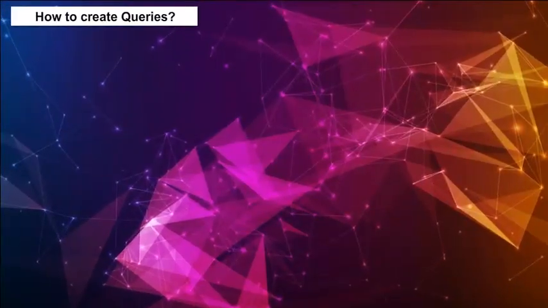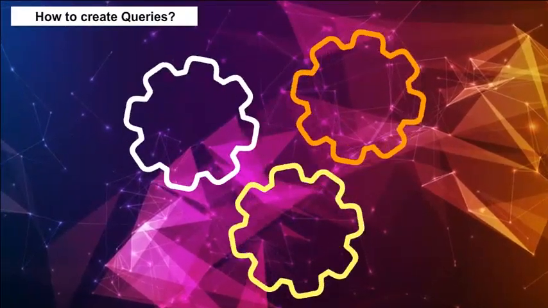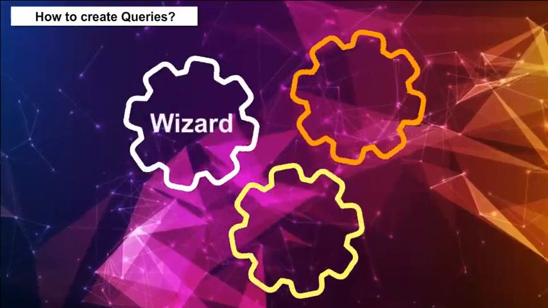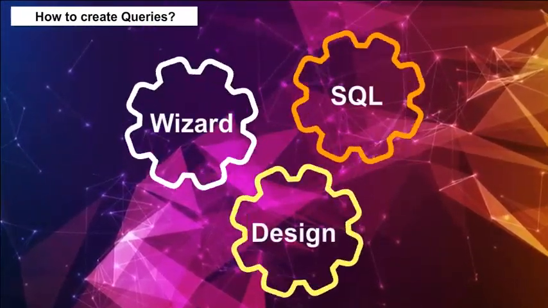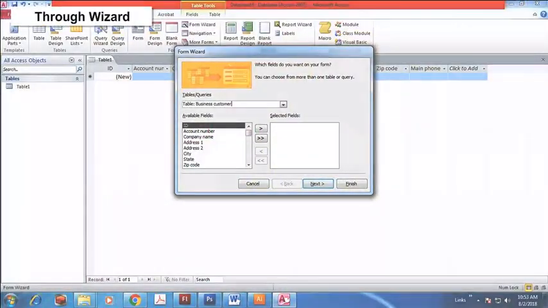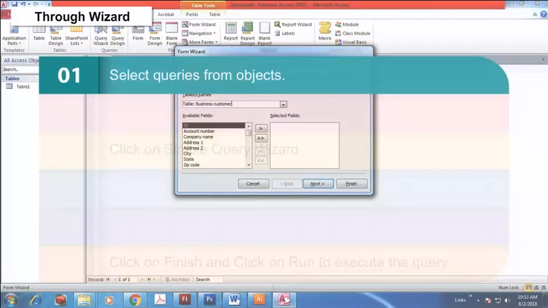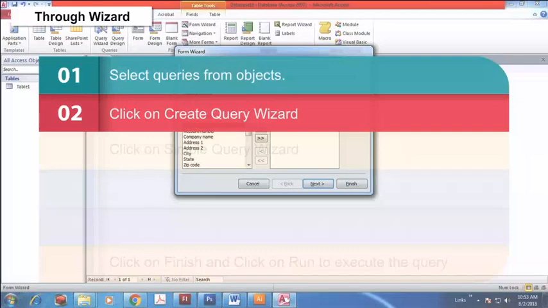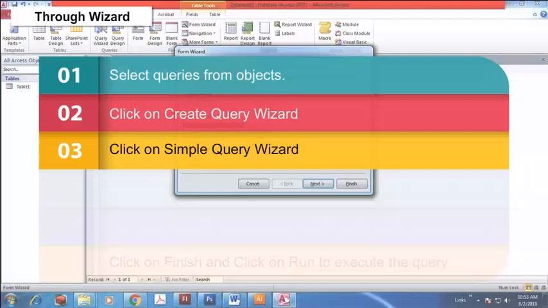How to create queries? There are three ways to create queries: Wizard, SQL, and Design. Through Wizard, select queries from objects. Click on Create Query Wizard. Click on Simple Query Wizard.